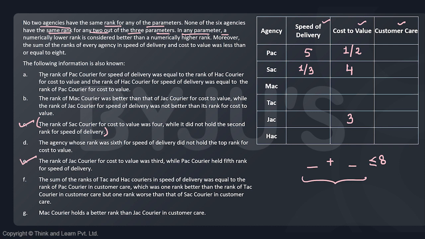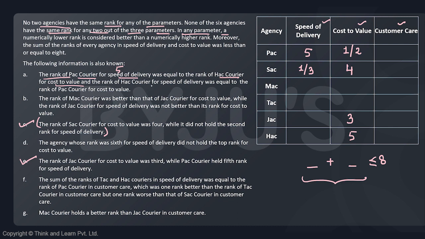The rank of Pack Courier for speed of delivery was equal to the rank of Hack Courier for cost of value. Pack Courier for speed of delivery is already 5. It is given to us. It was equal to the rank of Hack Courier for cost of value. So can I say this is also 5 by that logic? I hope you have understood my point. If I write 5 over there, I have to write 5 over here.